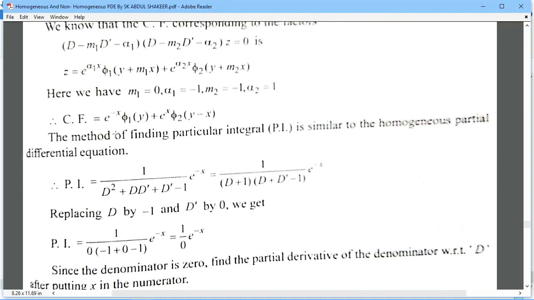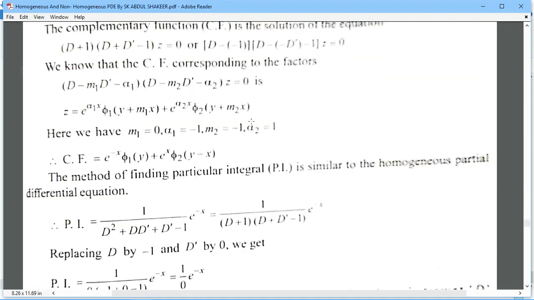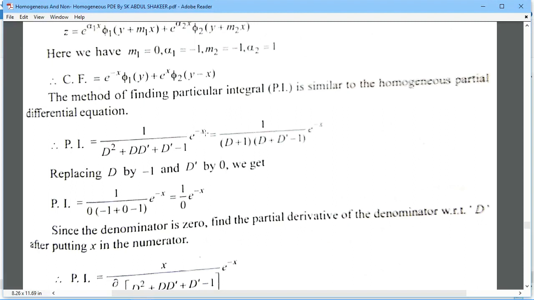Next, the method of finding the particular integral is similar to the homogeneous partial differential equations. The method for homogeneous partial differential equations is the same as in non-homogeneous partial differential equations also. So to find the particular integral, we just have to write 1 by f(D, D') capital F(x, y). Capital F(x, y) means the right side of the equation, that is e^(-x). Now e^(-x) is compared with e^(ax+by), so that a is -1 and b is 0.